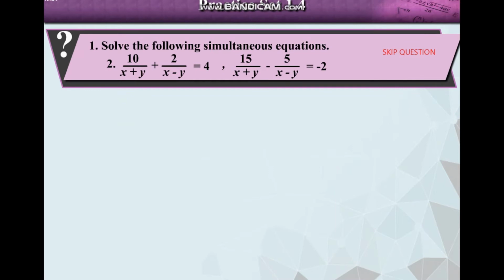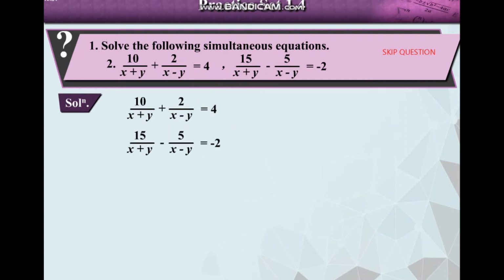2. 10 upon x plus y plus 2 upon x minus y is equal to 4. 15 upon x plus y minus 5 upon x minus y is equal to minus 2. Solution. 10 upon x plus y plus 2 upon x minus y is equal to 4. 15 upon x plus y minus 5 upon x minus y is equal to minus 2.